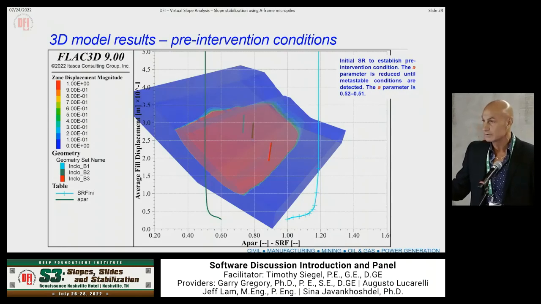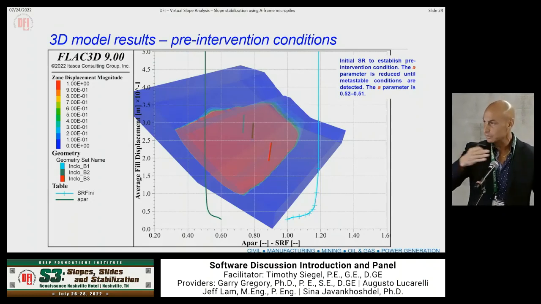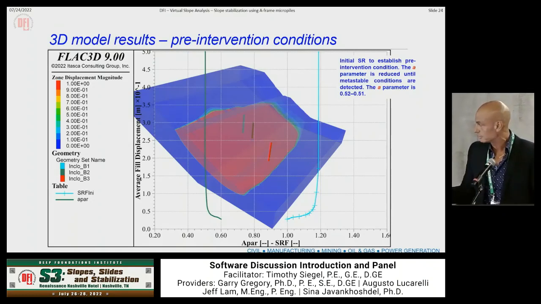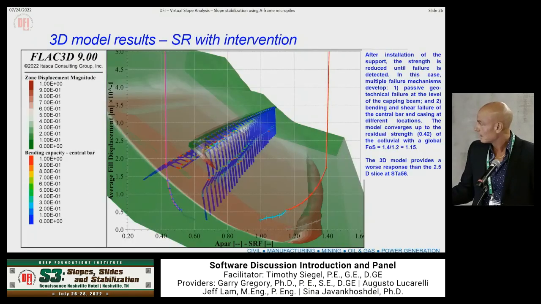You get the failure in 3D condition. Slightly less strength reduction is necessary in 3D condition because the volume is not exactly an extrusion, so the thickness of the fill is variable along the progression of the project, but essentially it is the same behavior. So that is the starting point for the installation of the micropile.